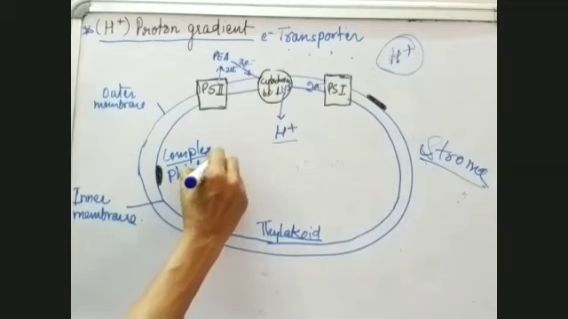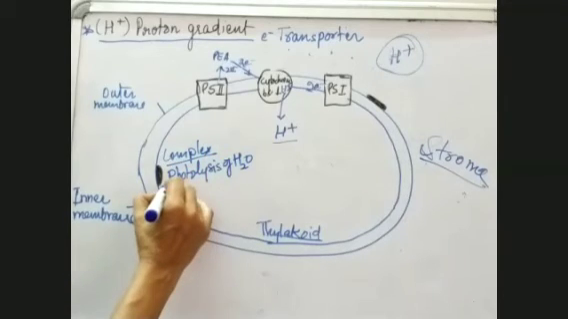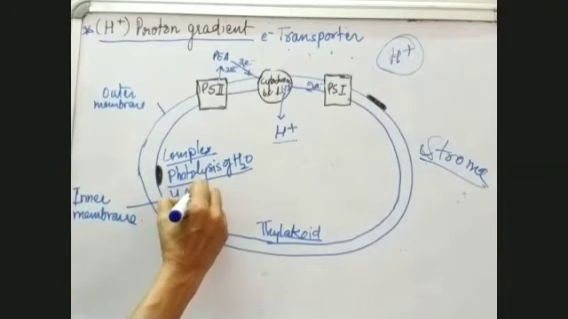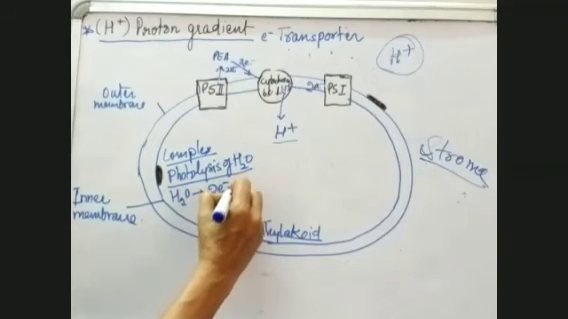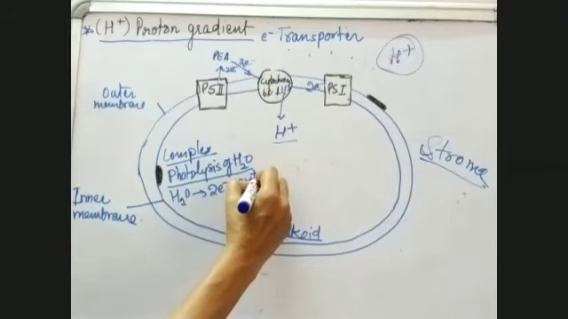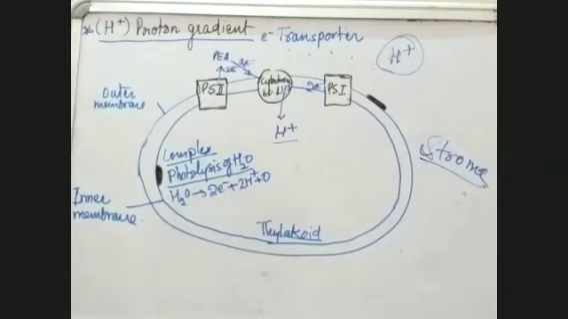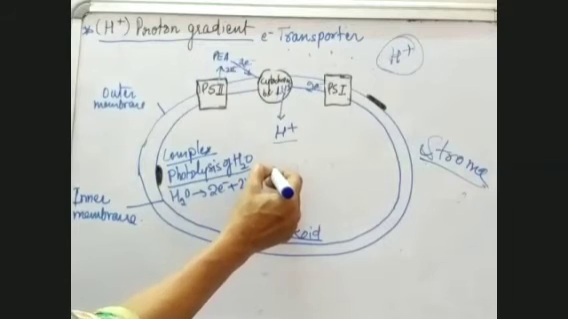Photolysis of water. Now what happens because of photolysis of water? This is a complex which helps in photolysis of water. That means H2O is getting broken down to form electrons, protons, and oxygen. This is what is happening as a result of photolysis of water. Now the oxygen goes into the air. From here the oxygen is released into the air.